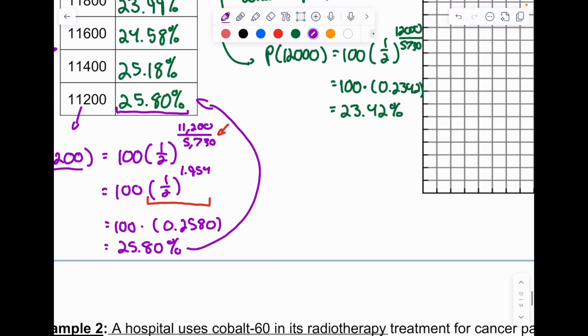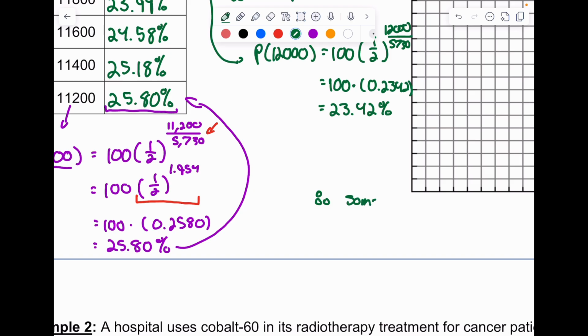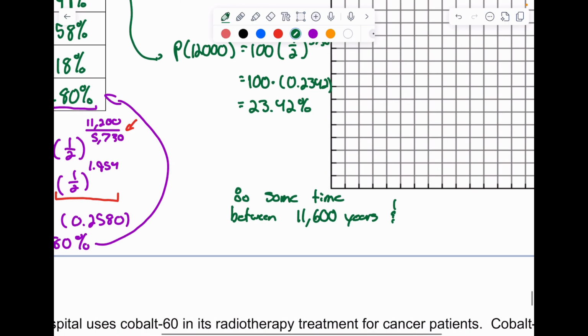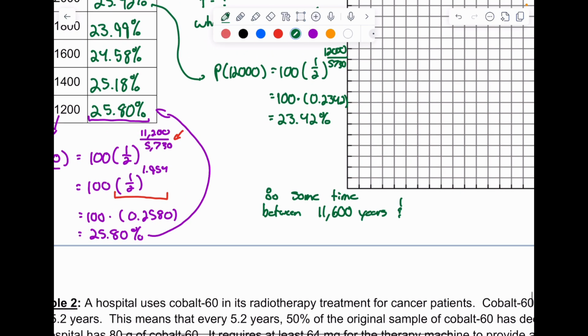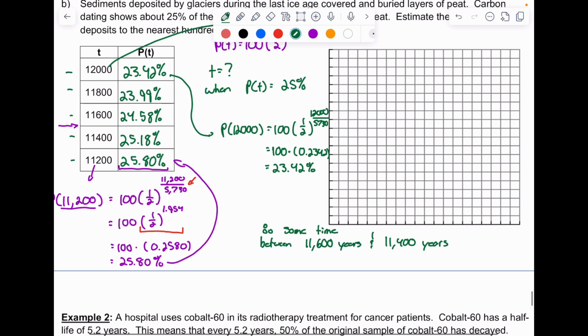So therefore, sometime between 11,600 and 11,400 years, that's how many years have passed such that 25% is remaining. All right, so it's sometime in that range.